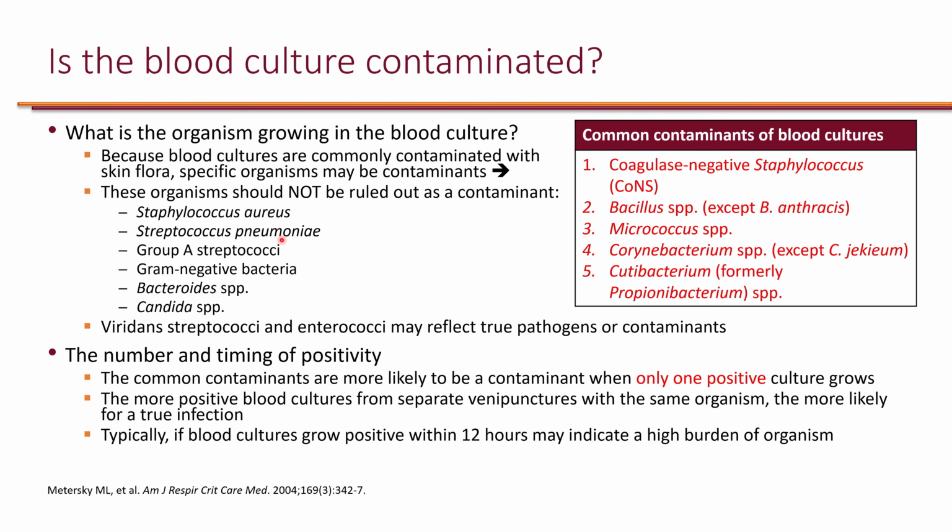The same with the rest of these organisms here. So Streptococcus pneumoniae, group A streptococci, any of the gram-negative bacteria, Bacteroides, and even the fungus Candida species. If you have even 1 out of 4 bottles growing any of these, you should consider it bacteremia and treat it. Now, viridans strep and enterococci, these are tricky. They may be a true pathogen or they may be a contaminant. They are considered on a case-by-case basis, and typically infectious diseases physicians will be consulted to decide if it's a true infection or a contaminant.